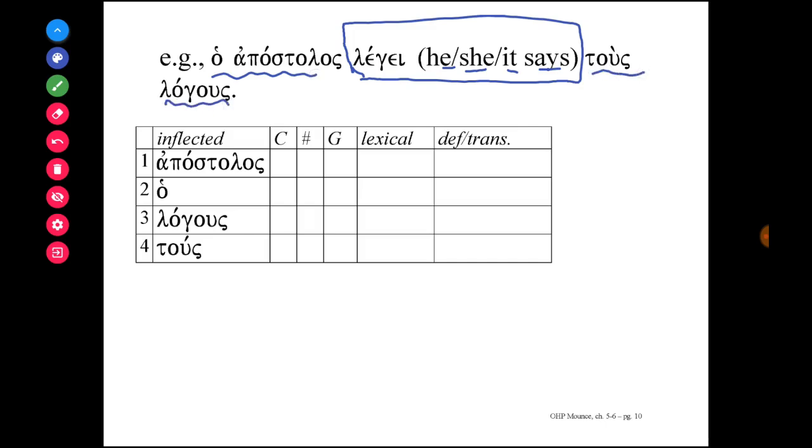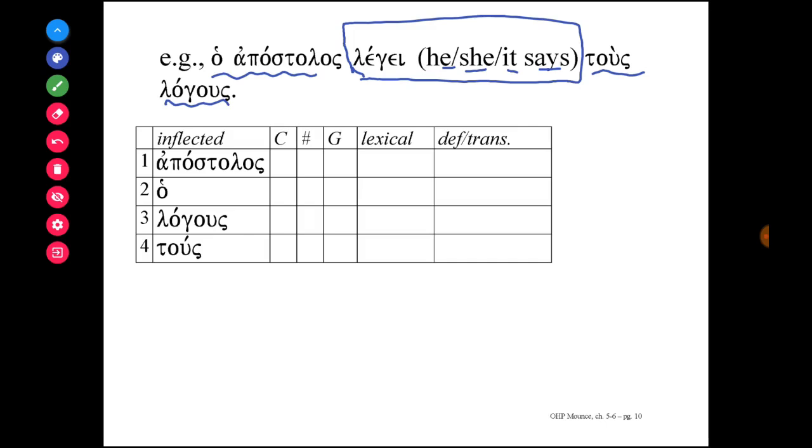All right. And so it might help that you have a little bit more practice with the parsing. So what we have here is the apostle and the words and the verb he, she, it says. So the question is what's the subject of the sentence and what's the object? Is it the words say the apostle, or is it the apostle says the words?